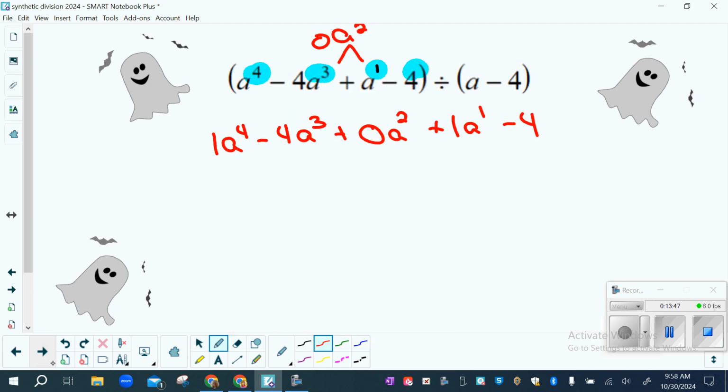Give this one a try. You're going to get a cool answer, a weird answer. See how you do. It is a factor though. So you should get 0 at the end. But see if you can write your final answer in a cool way.